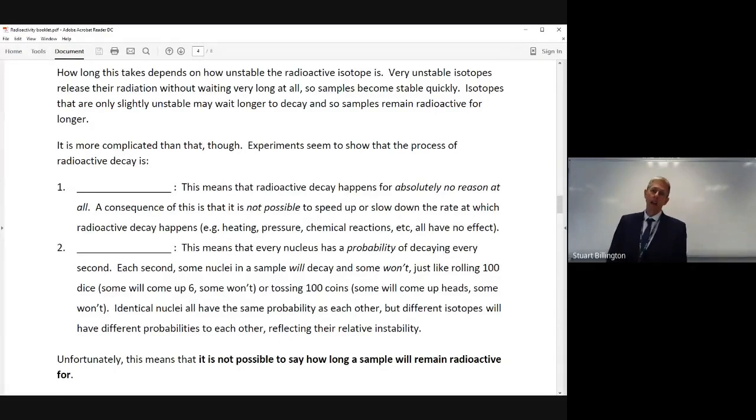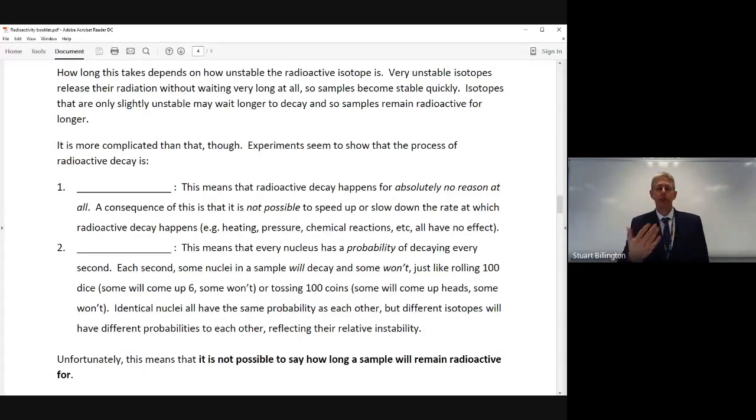So you might be looking at a nucleus through a very good microscope, and you'd be watching it for the first second. Did it decay? Second second, did it decay? Third second, did it decay? Fourth second, oh yeah, it did. But each second, it's got a probability of decaying, and that probability does not change.